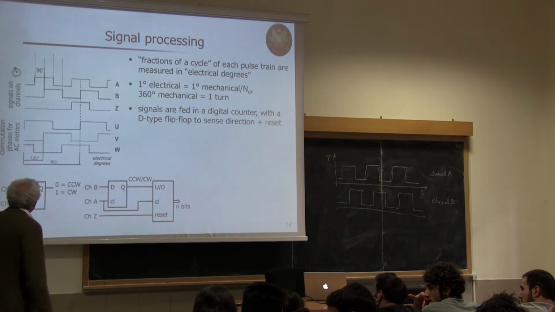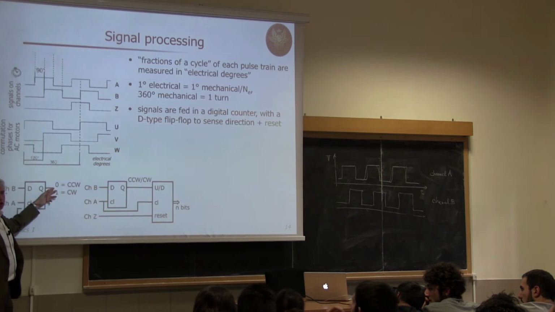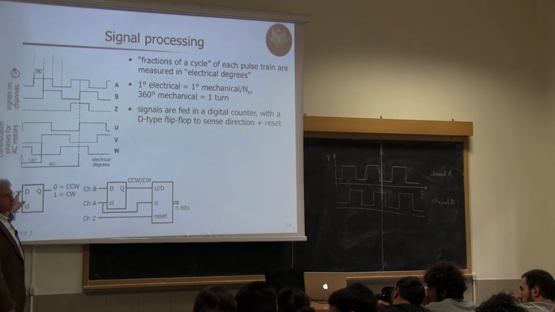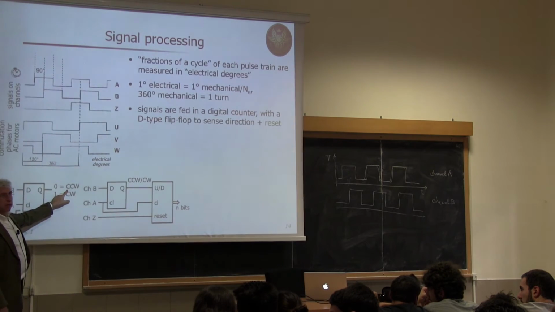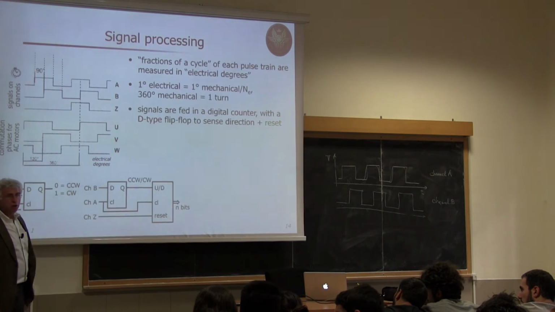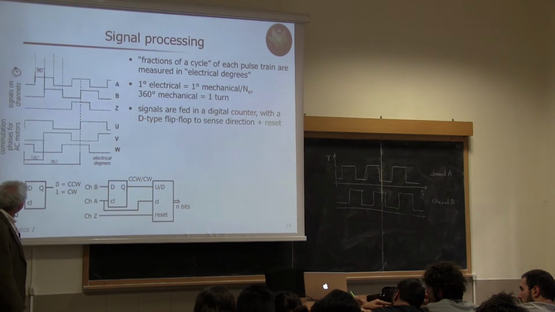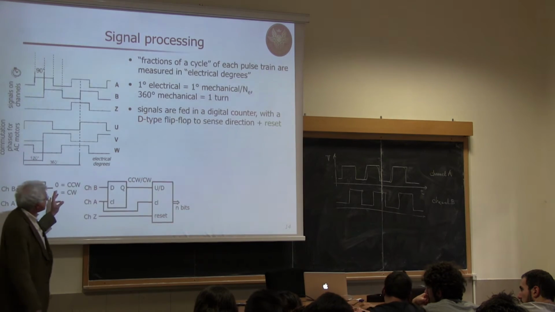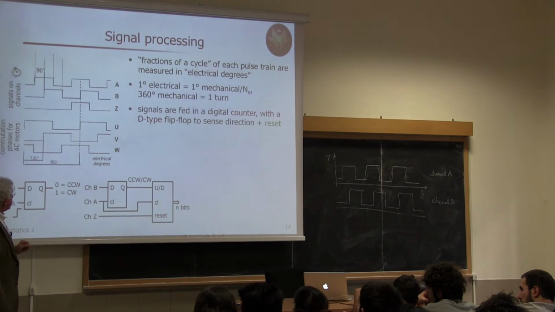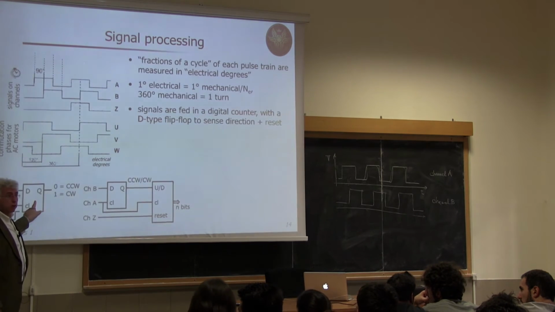Okay? So here you may assume one logic or the opposite. Let's say if you have a 0 here, so you have down this, you're rotating counterclockwise or clockwise. Okay? Now, this is used to sense only direction.